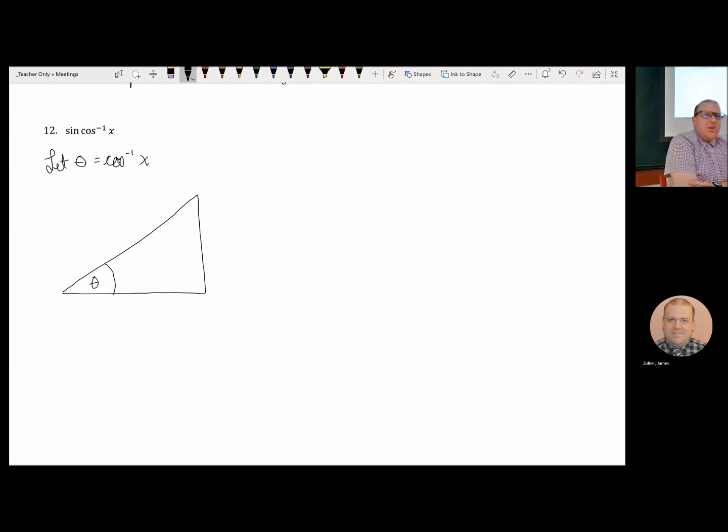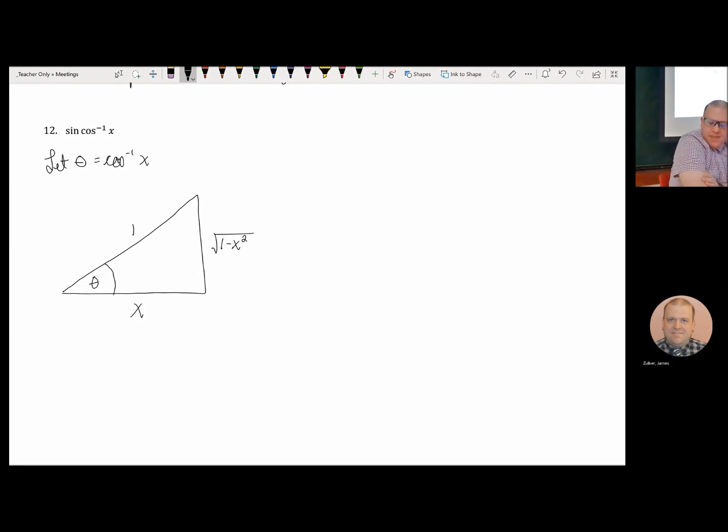Given that theta is the inverse cosine of x, what two sides of the triangle do we know? Of course, the assumption is that x is somewhere between -1 and +1 to make it defined. So the hypotenuse is 1, the base is x. Then what is our missing length? Square root of 1 minus x squared.